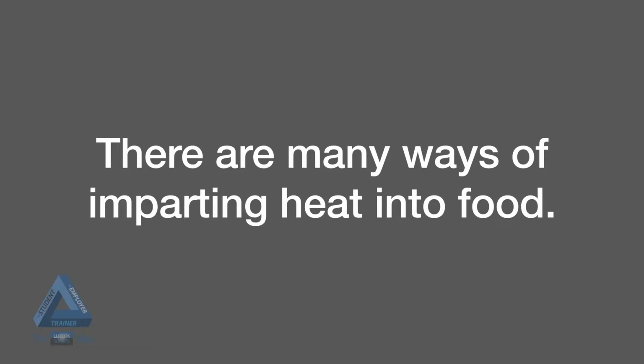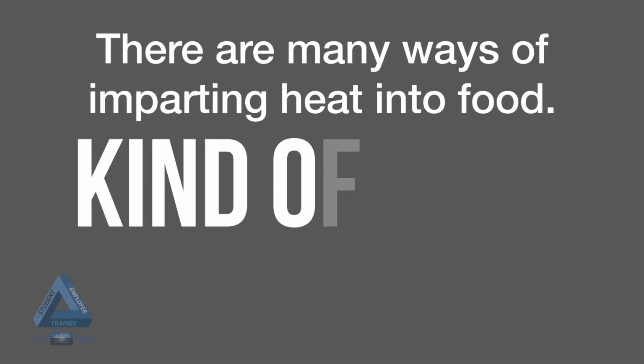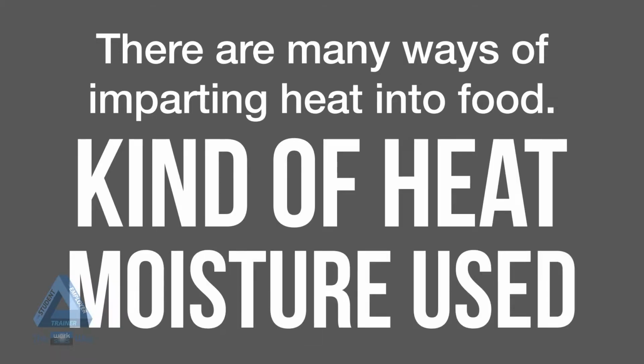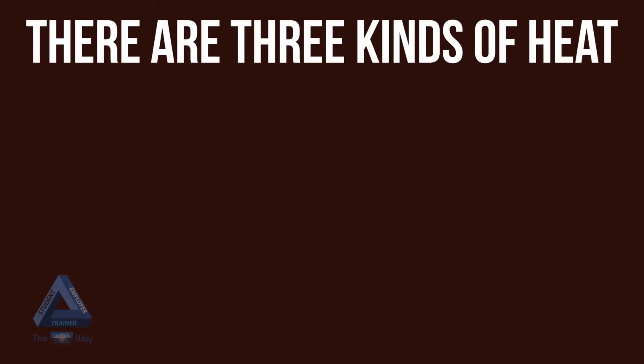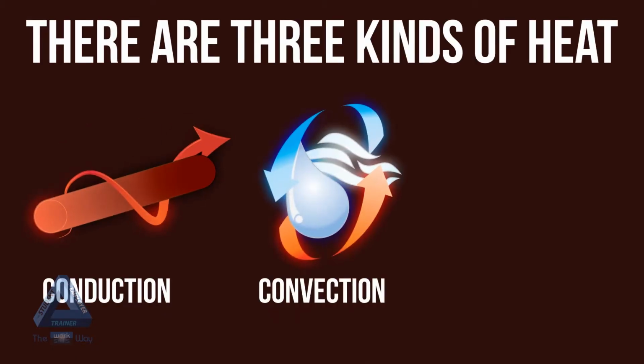There are many ways of imparting heat into the foods we cook, which are affected by two factors: the kind of heat and the moisture used in the cooking process. There are three kinds of heat: conduction, convection, and radiation.